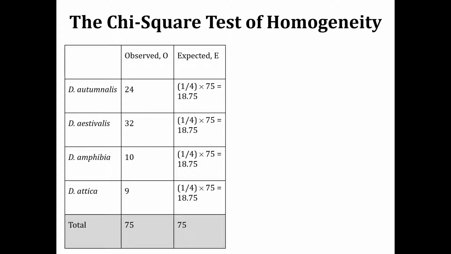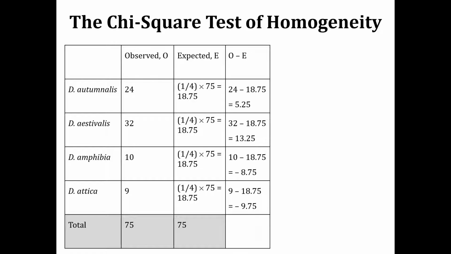Now the calculations, the observed frequencies and the expected frequencies. Then we have the difference of observed and expected frequencies. So 24 minus 18.75, which is 5.25, 32 minus 18.75, which is 13.25, and then 10 minus 18.75, which is minus 8.75, 9 minus 18.75, which is minus 9.75. So you have to ignore this minus sign in the last two rows.